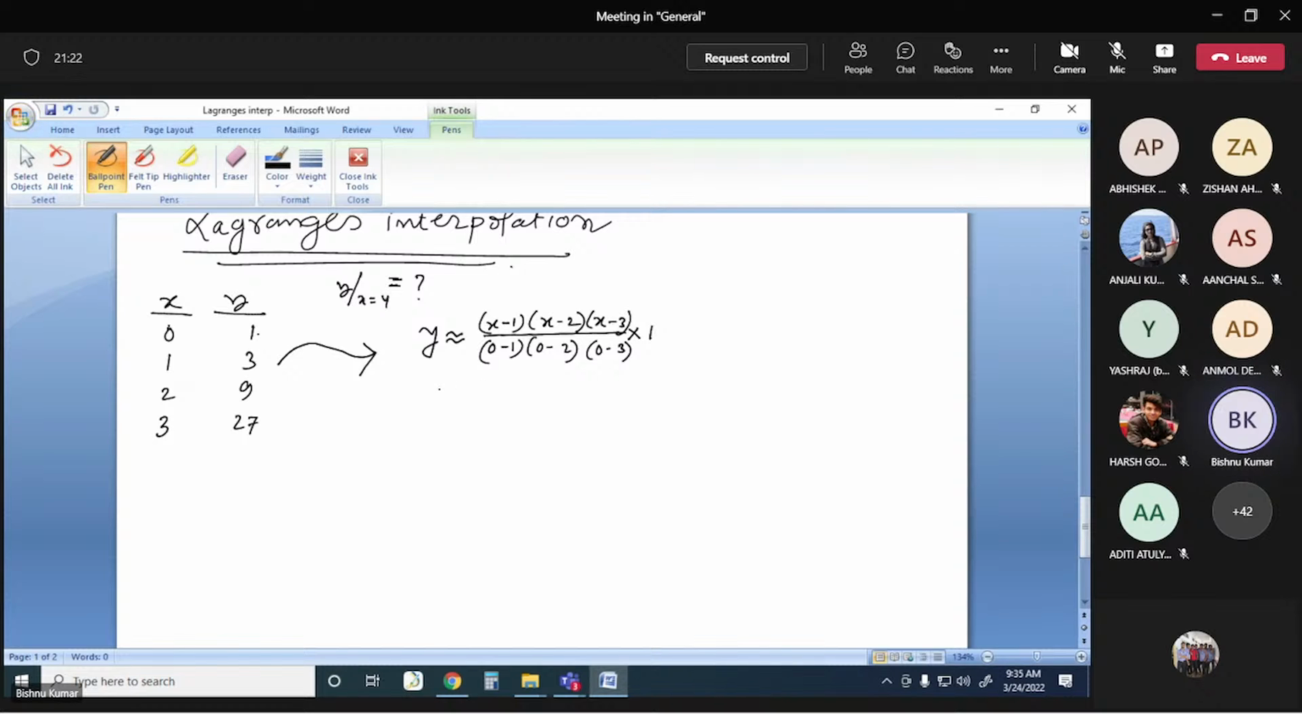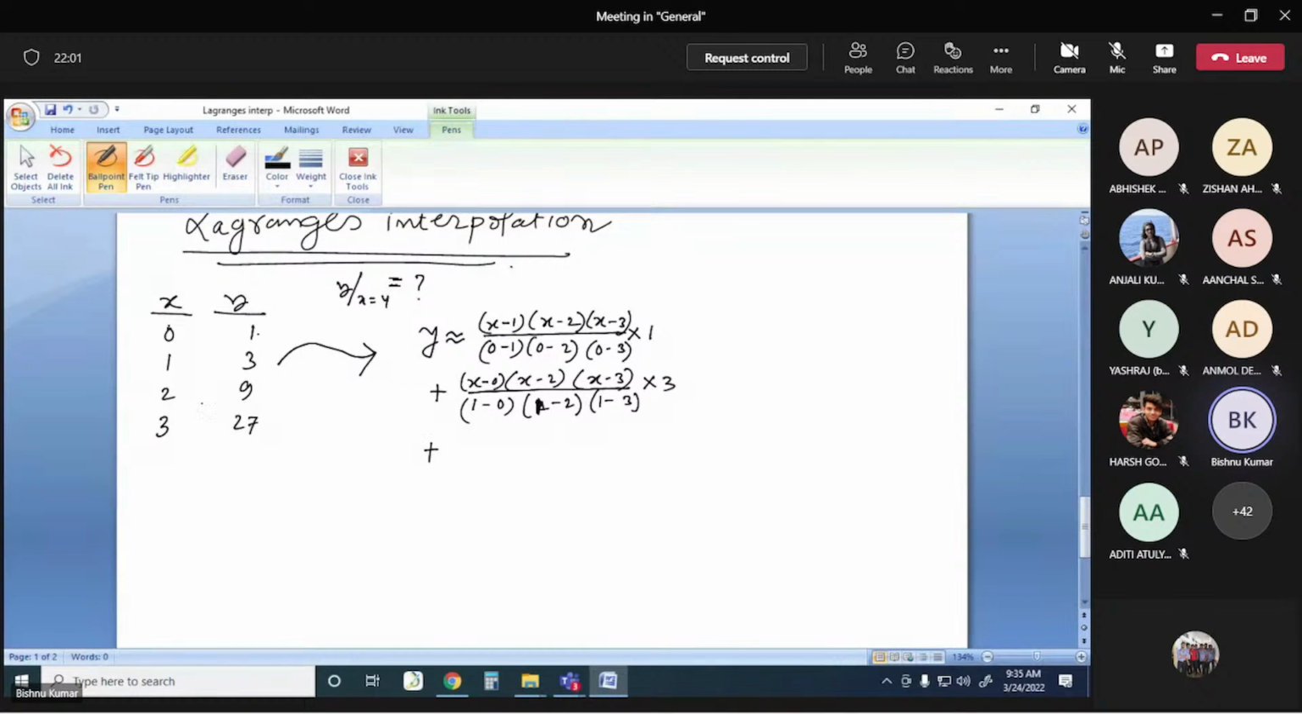What will be the second term? Except the second value, subtract all remaining x values in the numerator: x minus 0, and except the second, x minus 2, x minus 3. The denominator will be 1 minus 0, 1 minus 2, 1 minus 3, and the corresponding second y value, 3.